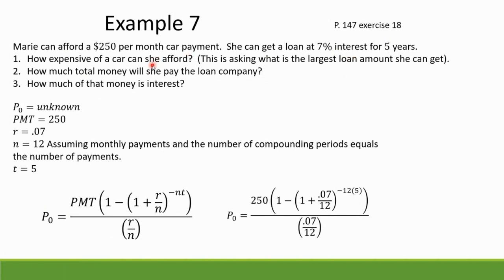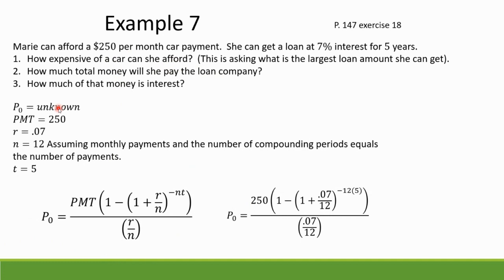We want to know how expensive of a car can she afford. Remember, this is really asking the biggest loan she can get. That's really what this is asking. With the loan money, you use that to buy a car. Then the second question is, how much money will she pay the loan company, and how much of that money is interest? So I'm going to show you the formula.